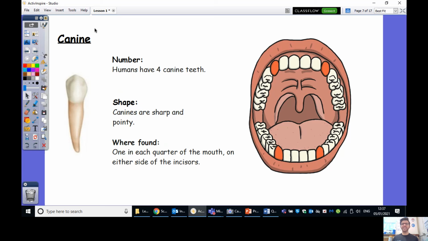We have 4 canine teeth, and they're sort of like the vampire teeth. They're the ones that are really, really pointy and sharp that you have in the corners, right on the sides of your incisors. So you've got 4 canine teeth, and they can be found in each quarter of the mouth on either side of the incisors. These ones are highlighted in red here.